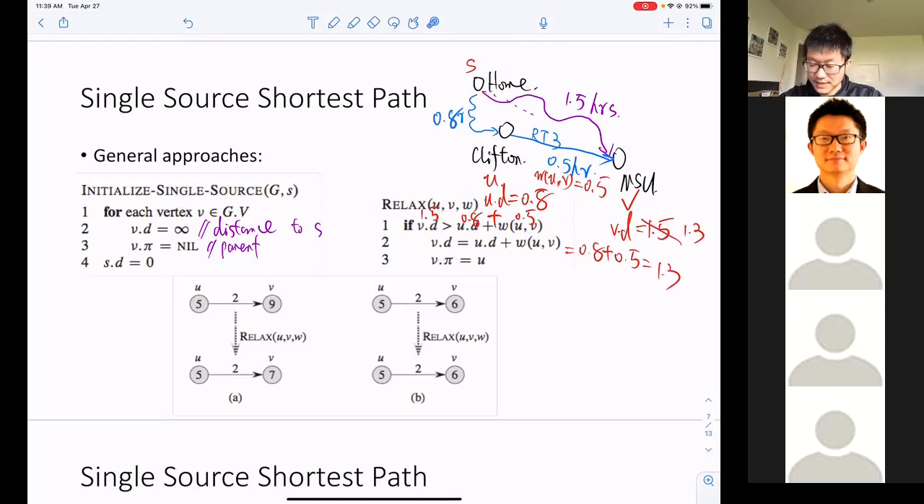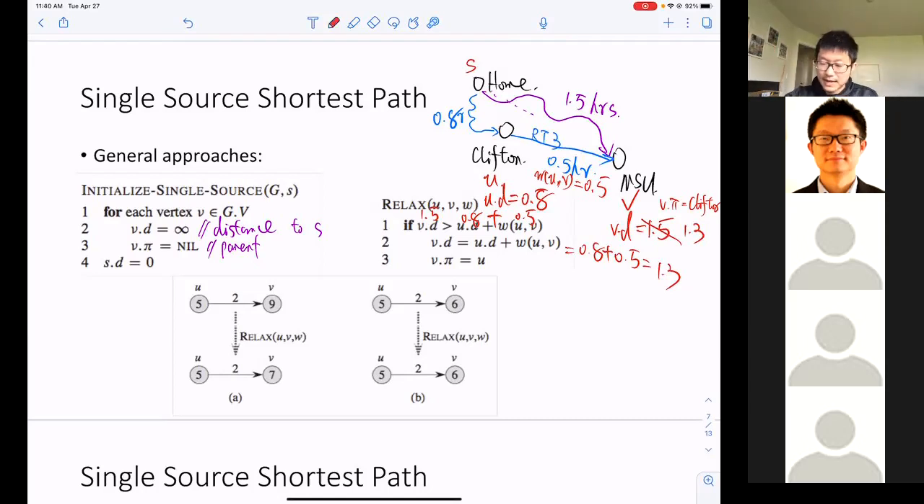And then we set the parent of V, or the parent of Montclair, as Clifton. It means that the best route to reach Montclair is to go to Clifton first. So here we set the parent of Montclair as Clifton, meaning that before going to Montclair, you should arrive at Clifton first. Make sense? Yeah. Okay. Good. Cool, thank you.